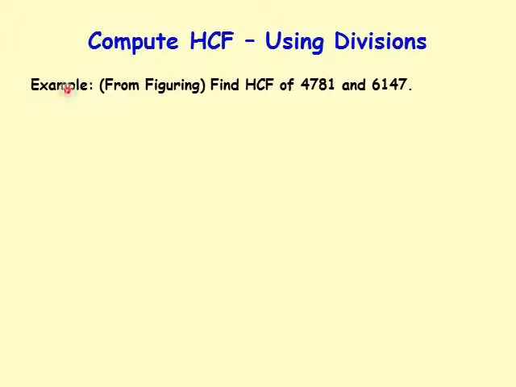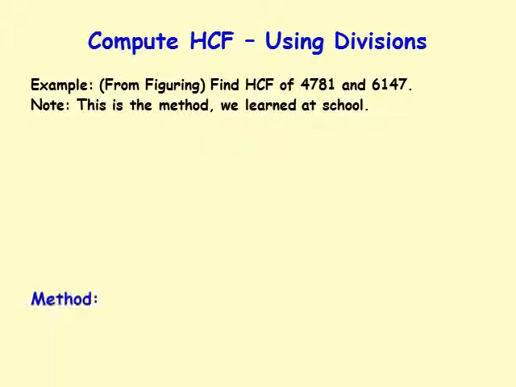Compute HCF. The example I am using is from the book Figuring. Find the HCF of 4781 and 6147. Let us continue from here. This is the method we learned at school. This is the method they teach at school, at least they did in my school. Okay, let us see what's going on.